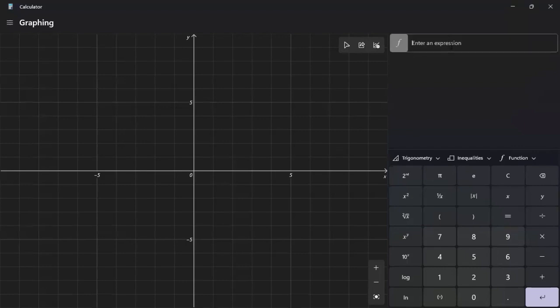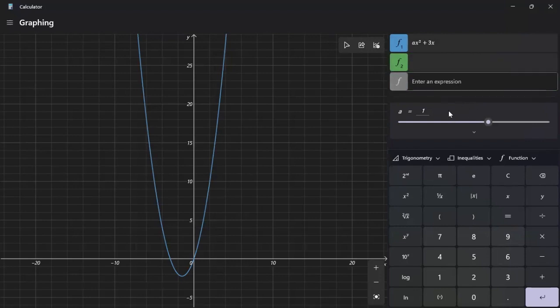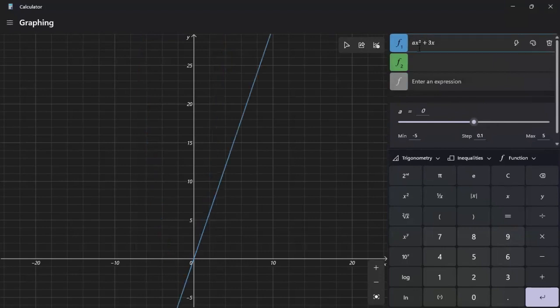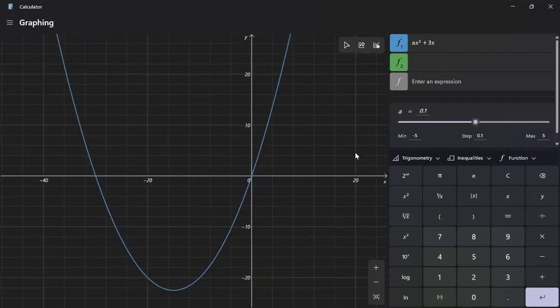This is my graphing calculator. So let me write ax square plus 3x here. And right now you can see a is 1. See, if a is 0, that means only 3x will be remaining, so this is a straight line. As a turns positive, this becomes happy. As a is turning negative, it is becoming sad. See, a is minus 0.1, it became sad. A is plus 0.1, it became happy.